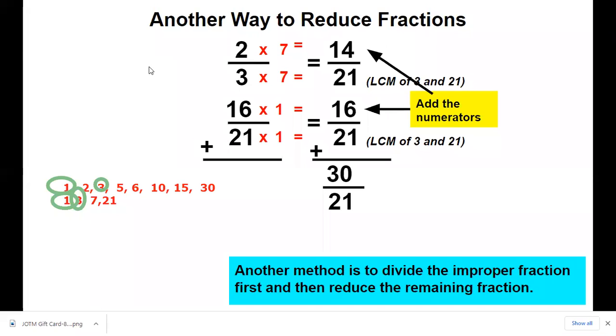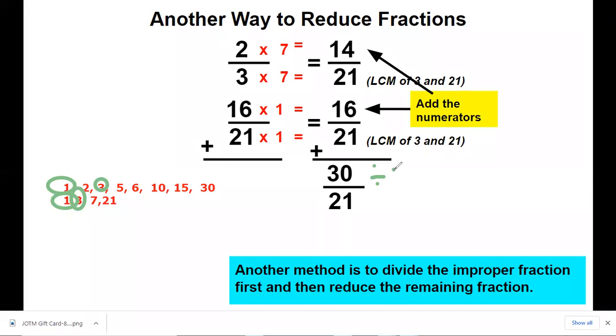So this is actually going to be showing you now the other method first. So what we normally would do, what I showed you before, is we're going to divide the top and the bottom by 3.